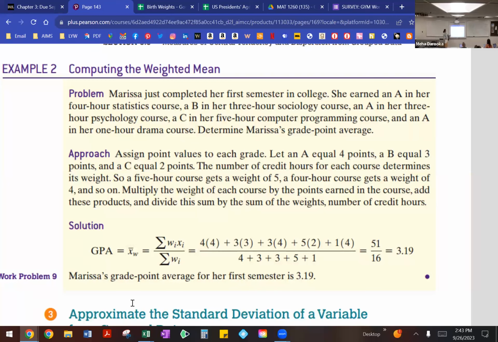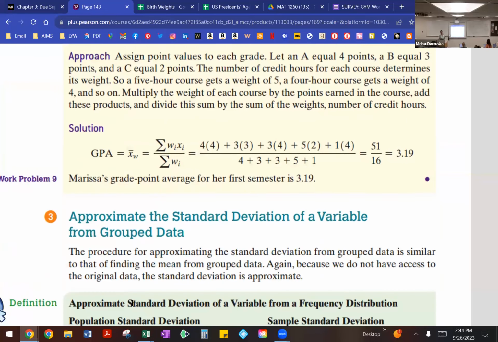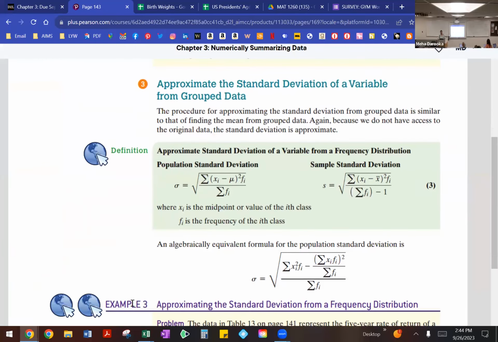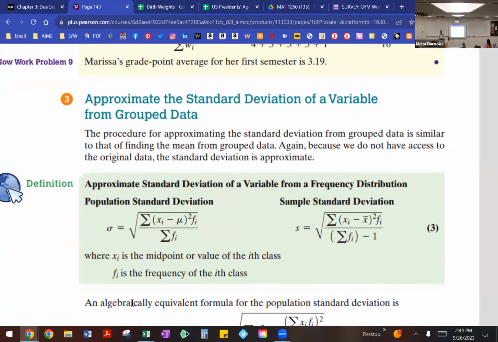So remember, the weights are coming from how many credit hours she took, right? That's going to be our total. So that's 51 divided by 16, and her weighted average would be 3.19. So at the end of the first semester, Marissa had a GPA of 3.19, right? It's really that simple of a calculation for the grade point average, but it is nice to know how many points you get for each of the letter grades, and then you can calculate that. So you will see something similar to this example.